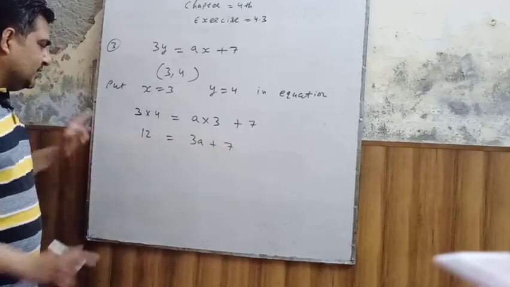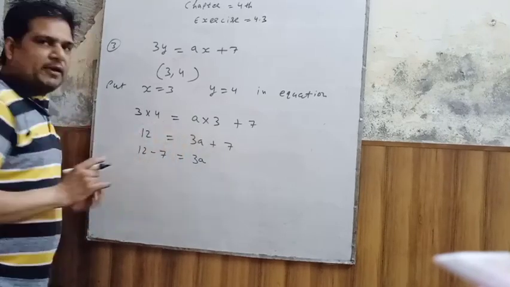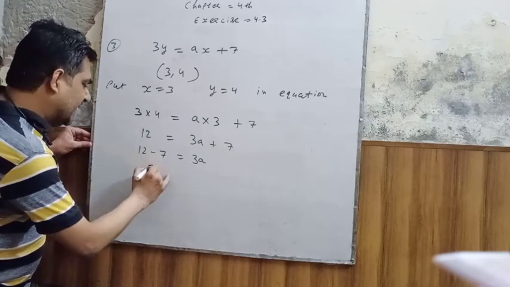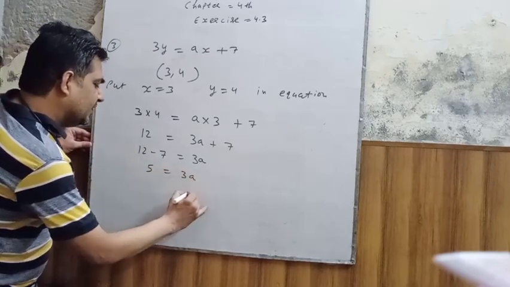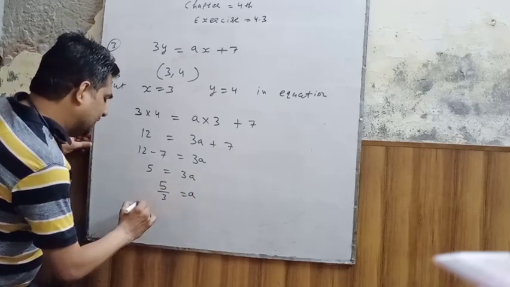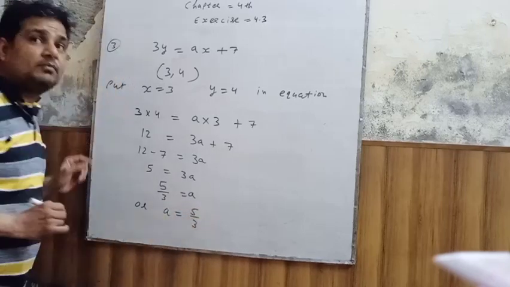7 move this side. 12 minus 7 equal to 3a. 5 equal to 3a. Move the 3 this side, 5 by 3. It means a is equal to 5 upon 3.